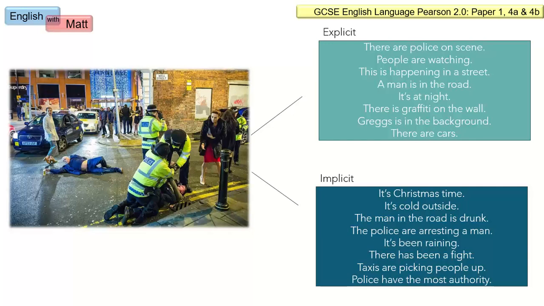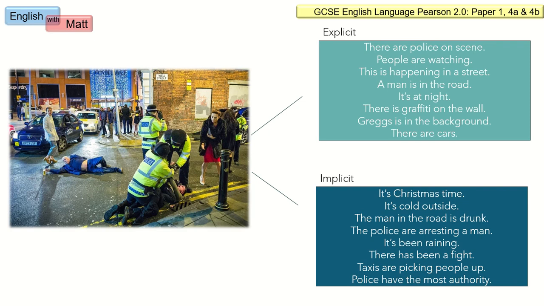So in the top box, this kind of turquoisey pale blue box, we have some explicit information, basically listing everything that we can see in the image. There are people on scene, police on scene, people are watching, this is happening on a street, there's a man in the road, it's nighttime, there's graffiti on the wall, there's a Greggs in the background, and there are cars. That's all explicit information. That's based on what we can see for ourselves clearly and directly from the picture.